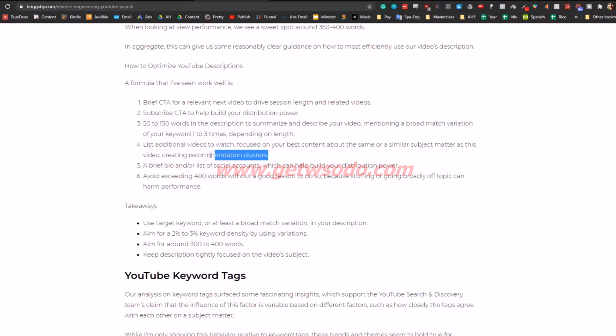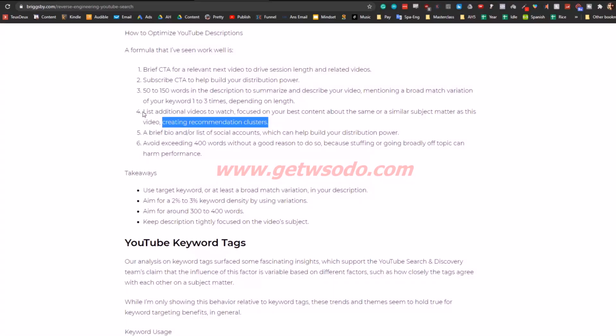And what they found was that YouTube actually started creating recommendation clusters. So the algorithm basically would figure out, based on the description, what is the best next recommendation to use. And they actually used the description for that, which made their YouTube videos and YouTube channel take off a lot more and get a lot more views. So this is something to really keep in mind: list additional videos to watch.